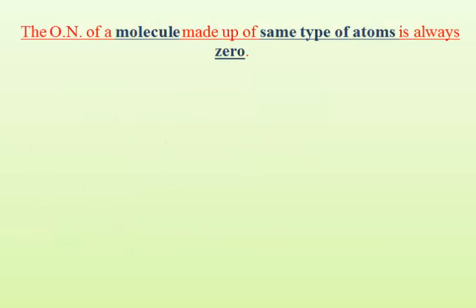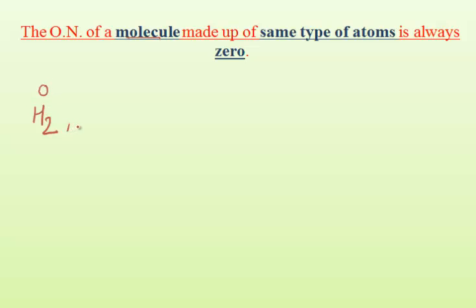The next rule is the oxidation number of a molecule made up of the same type of atoms is always 0. For a molecule, you can take one example, that is hydrogen gas. Hydrogen gas is made up of only hydrogen atoms. It is a pure gas. Therefore, its oxidation number is 0.